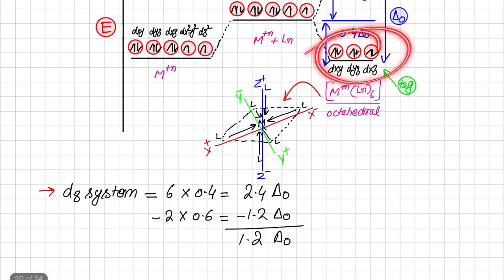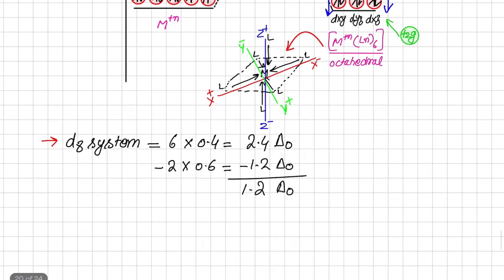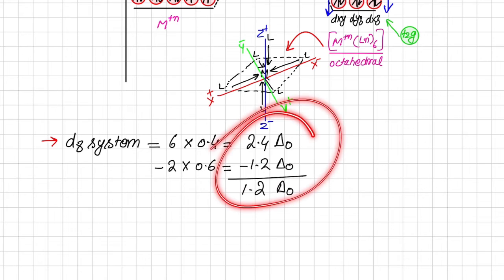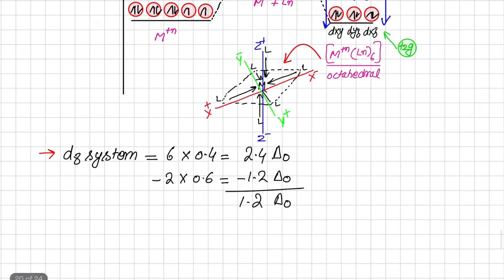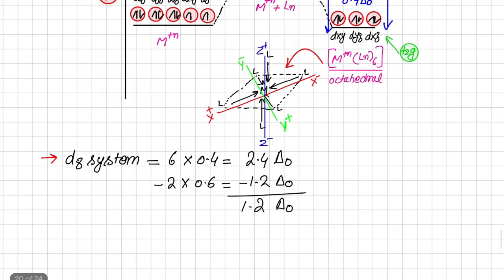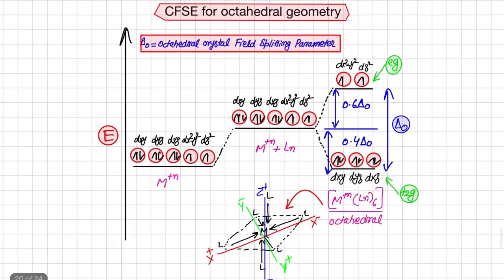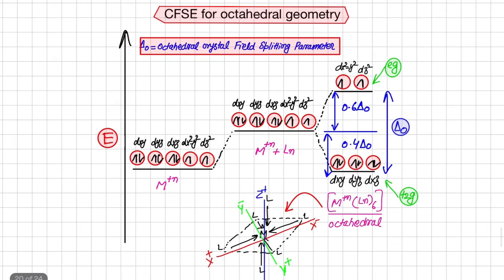So the 6 electrons placed here, so 6 multiplied by 0.4 is equal to 2.4 delta O, and for these 2 electrons the value is 2 multiplied by 0.6 is equal to 1.2 delta O. So overall the CFSE value for the D8 system of nickel, palladium and platinum for both strong field and weak field ligands, there is only one value and that is 1.2 delta O, which is the CFSE value for octahedral geometry of these elements.